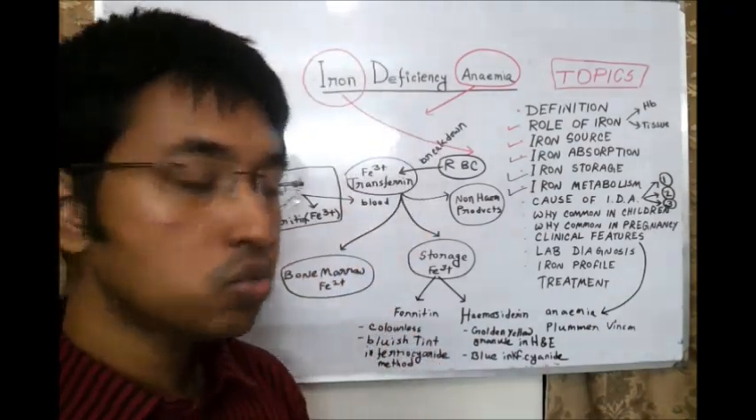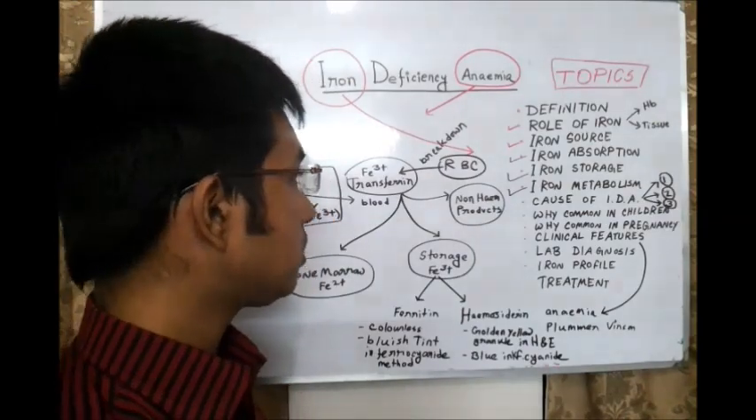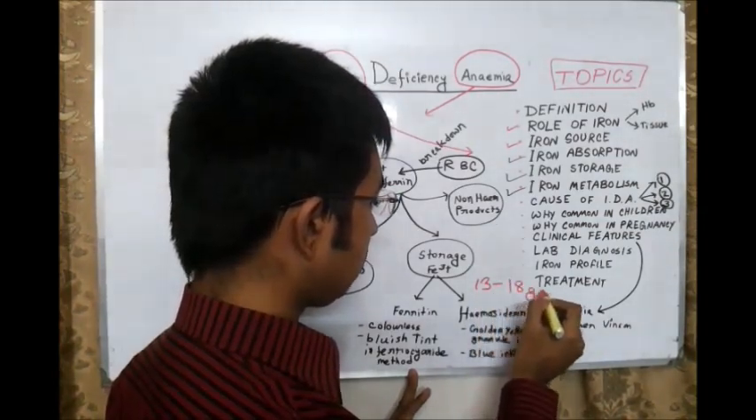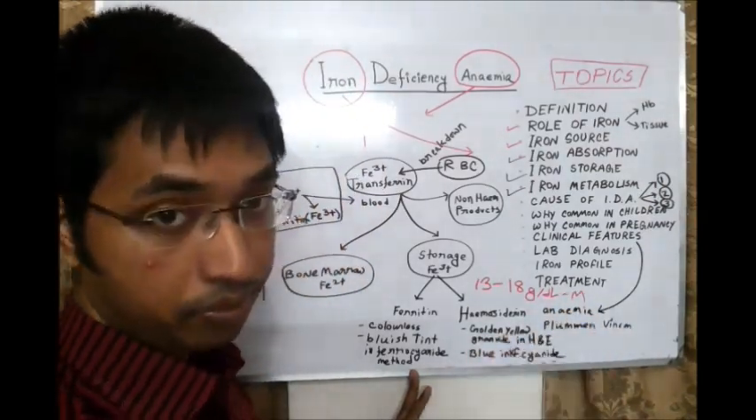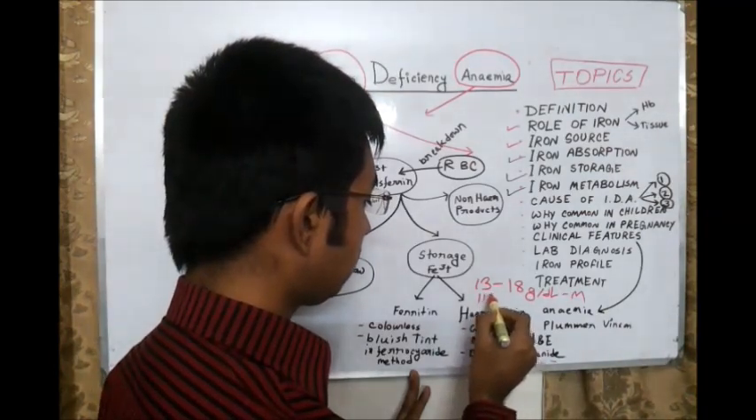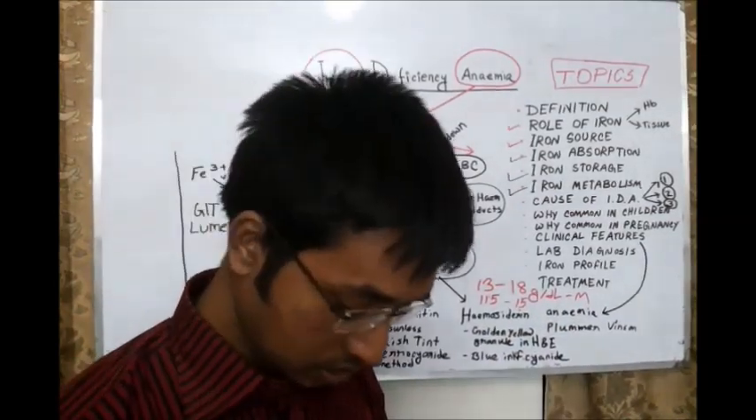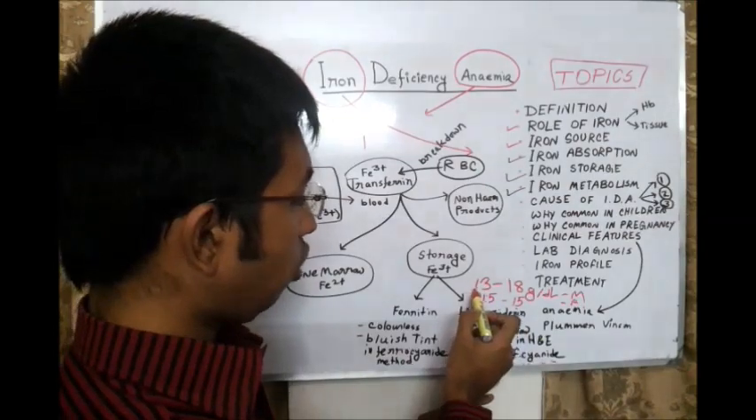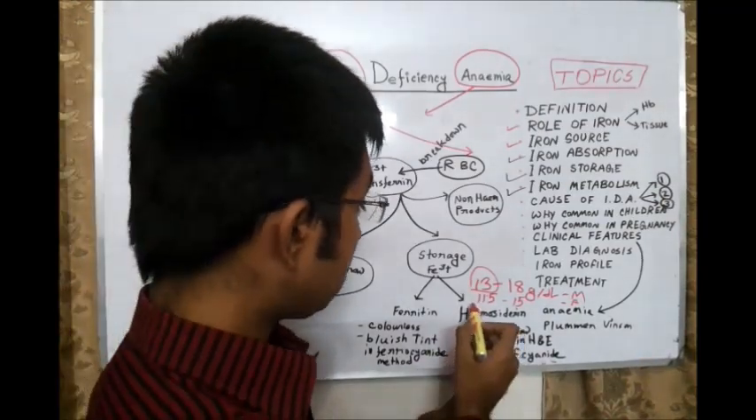Let me explain. Always remember the normal level of hemoglobin in adult male is 13 to 18 gram per deciliter. That's the normal hemoglobin level in adult male. And the normal hemoglobin level in adult female is 11.5 to 15 gram per deciliter on an average. Okay, so that's in female. So look at the lower limit. The lower limit for male is 13 gram per deciliter and the lower limit for female is 11.5.